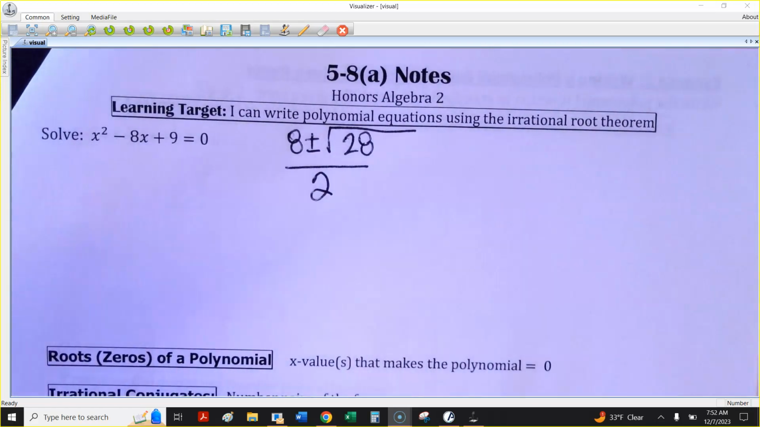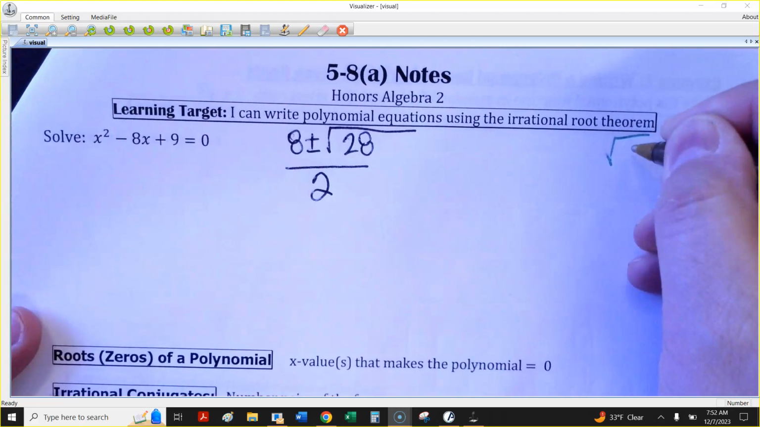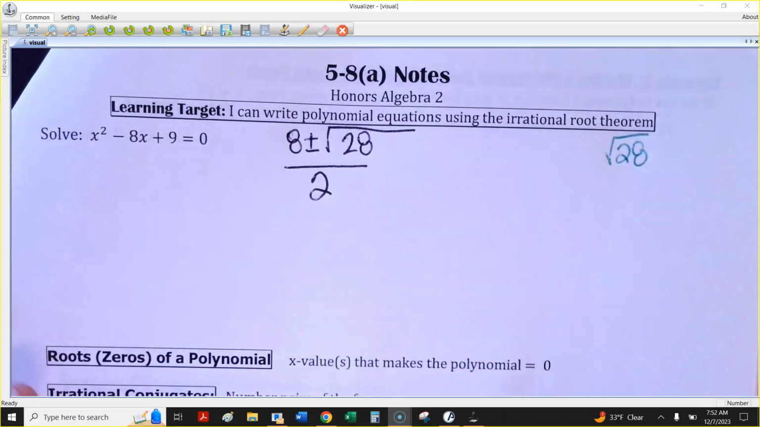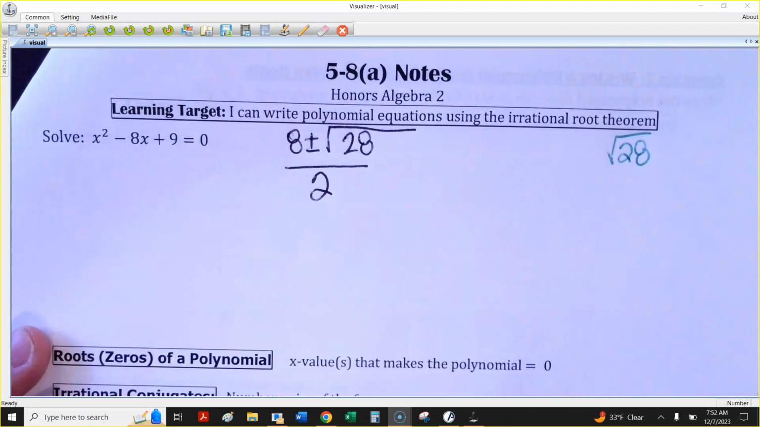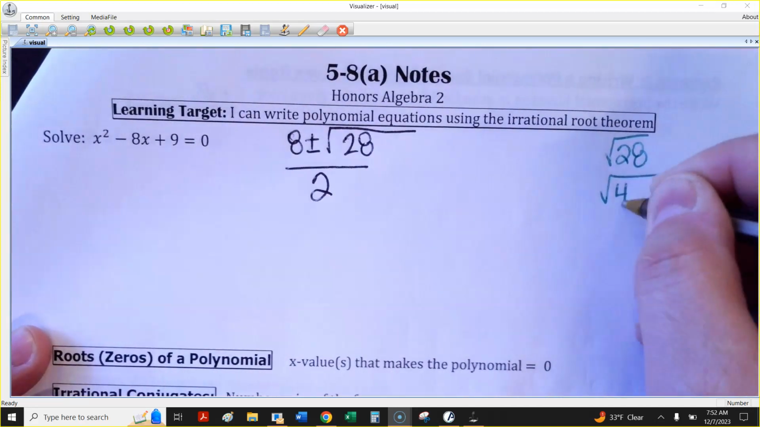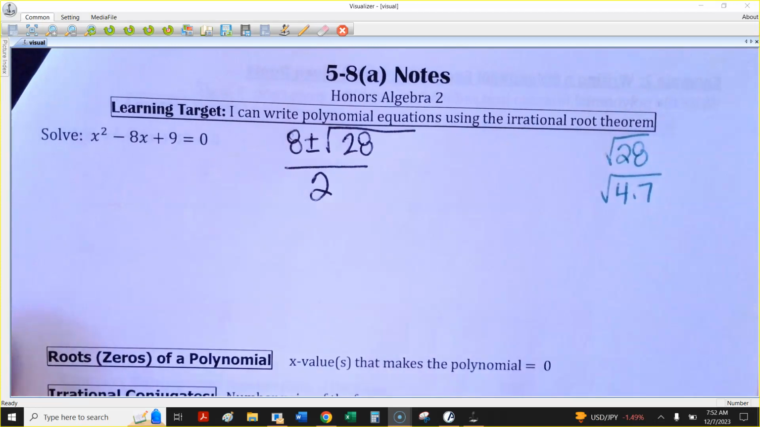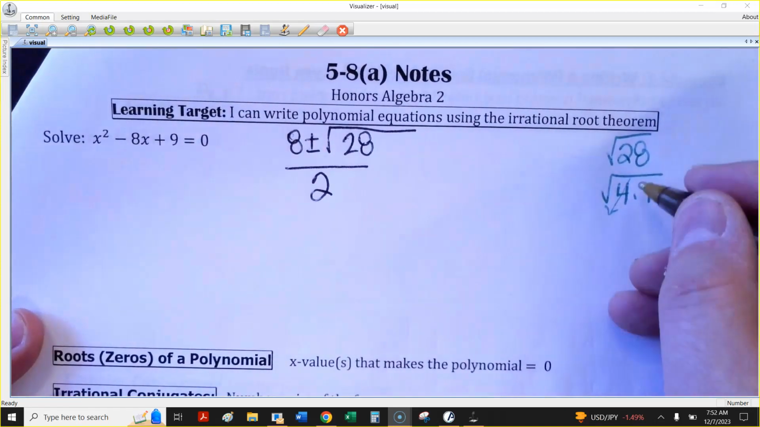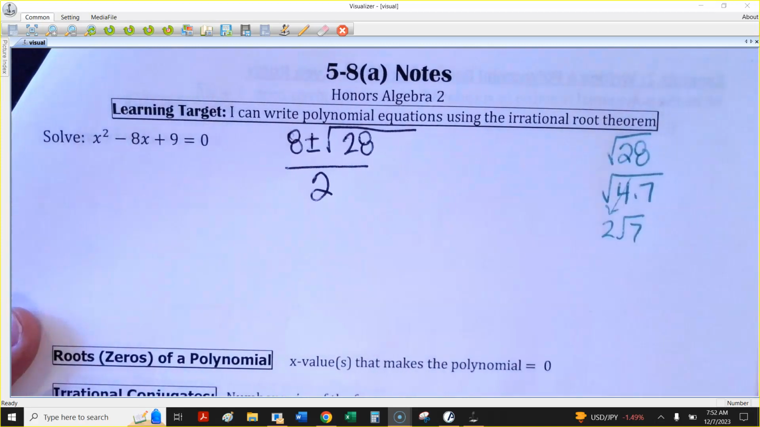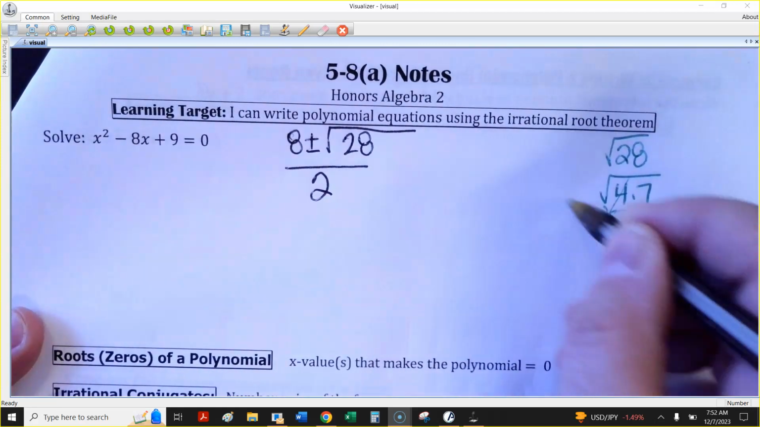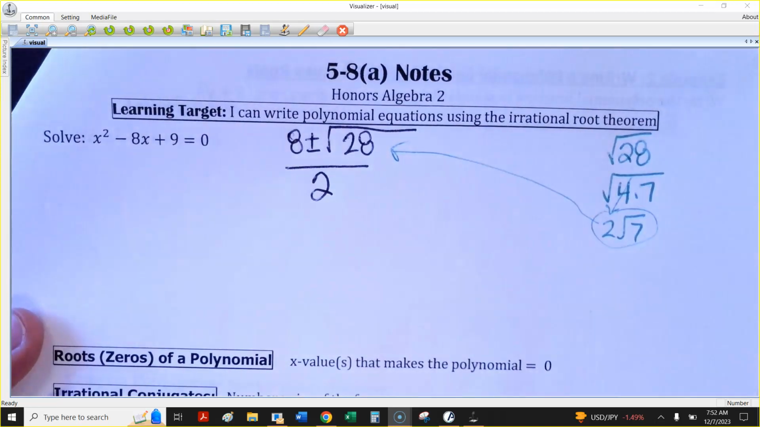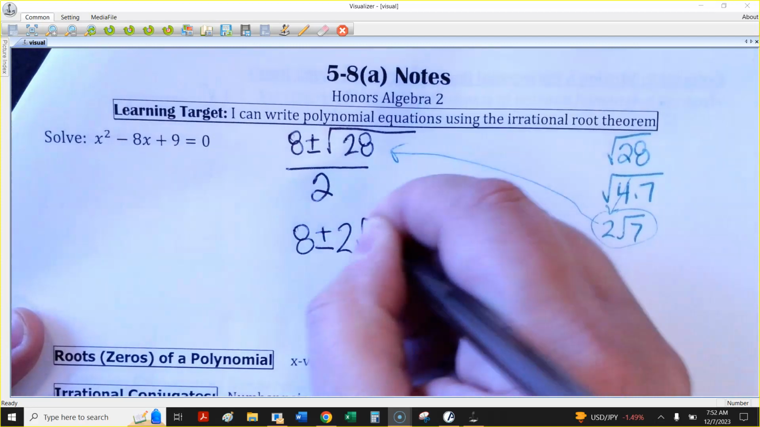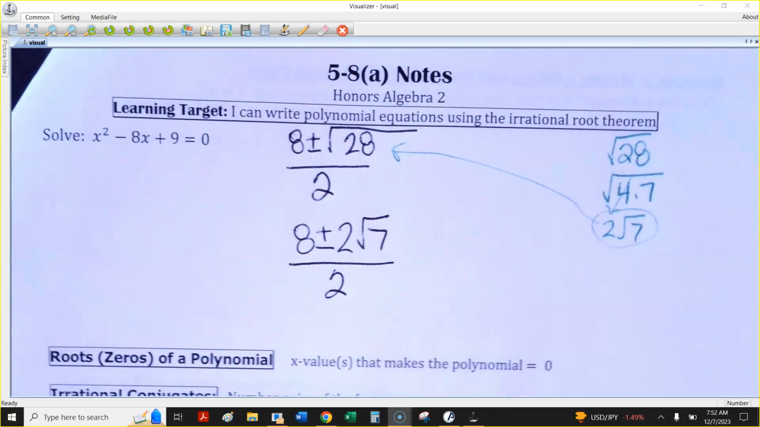Now, 28 is not a perfect square, so we want to see if we can break that down a little bit. If you want to do a factor tree, please feel free. Does anybody know the biggest perfect square that would divide into 28? 4. So if it was me, I would just rewrite that as 4 times 7. It has to be multiplication. Then you can remove the perfect square. The square root of 4 is 2, with 7 left underneath. I'm just going to slide this back over and replace that. So it would be 8 plus or minus 2 roots of 7, everybody over 2.